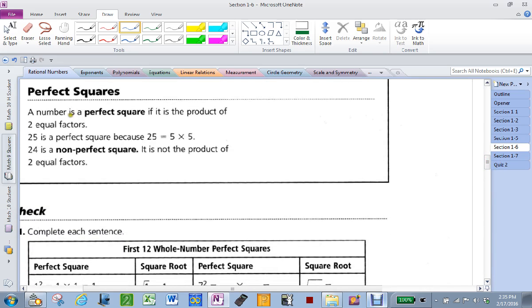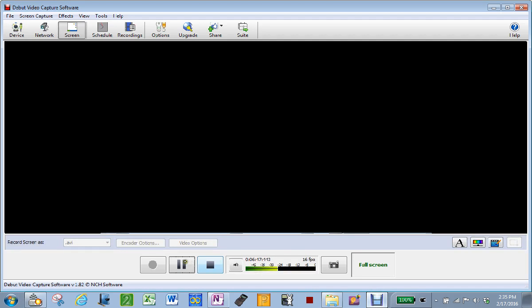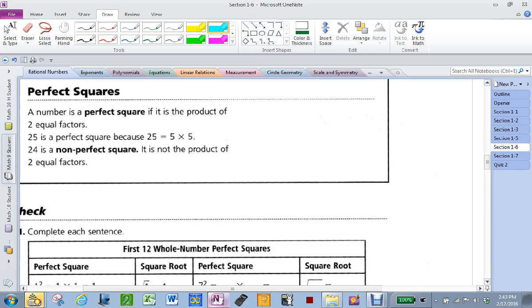Okay. A number is a perfect square if it is a product of two equal factors. So 2 times 2. Are they equal? Yep. So 4 is a perfect square. -2 and -2. Is that going to make a perfect square? Yep, because they're the same. It's going to be +4.